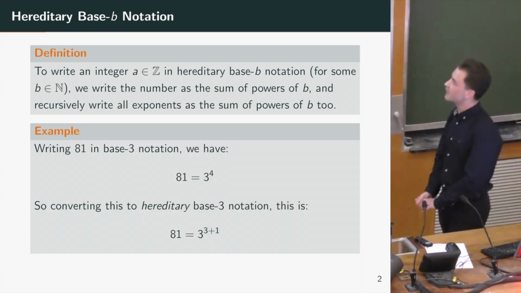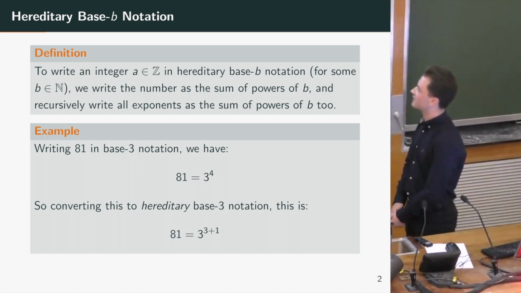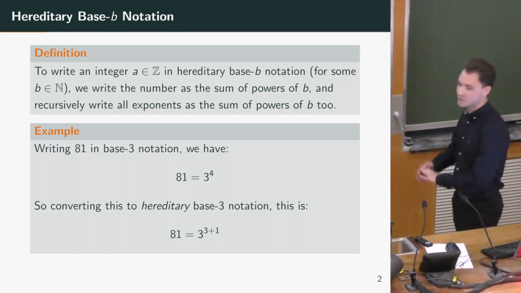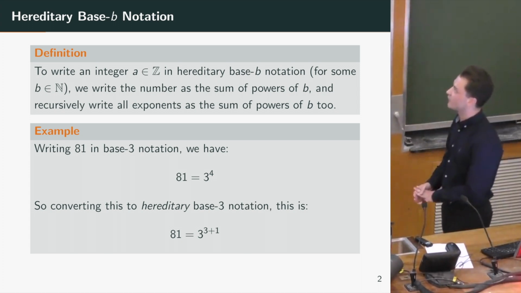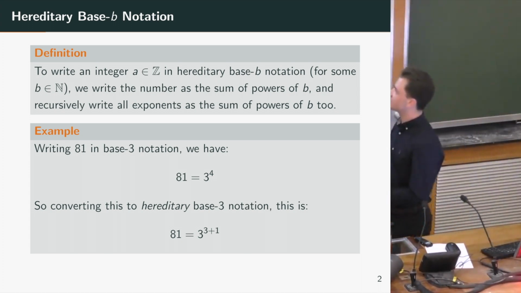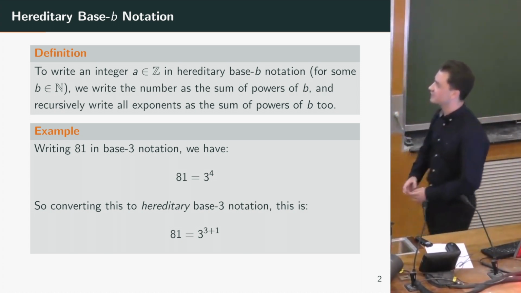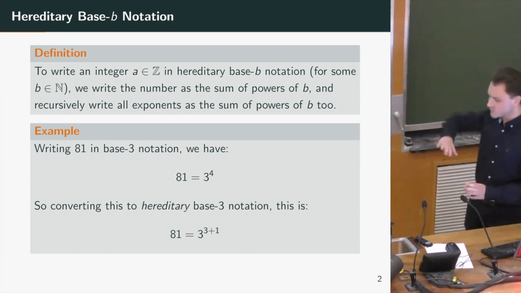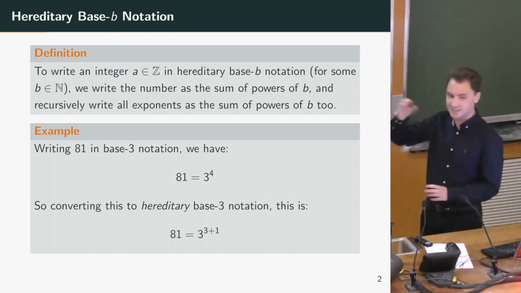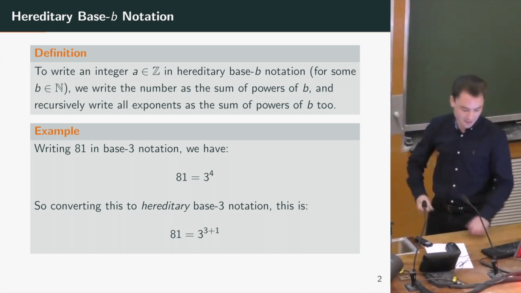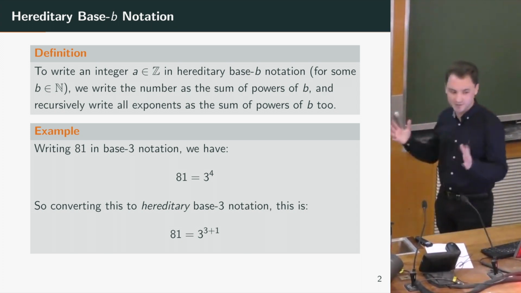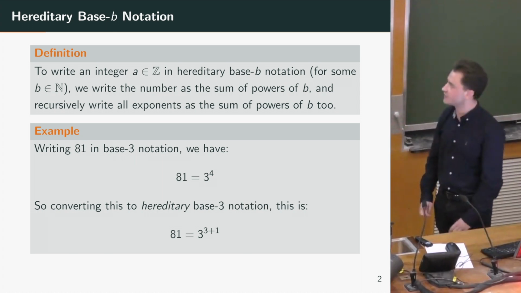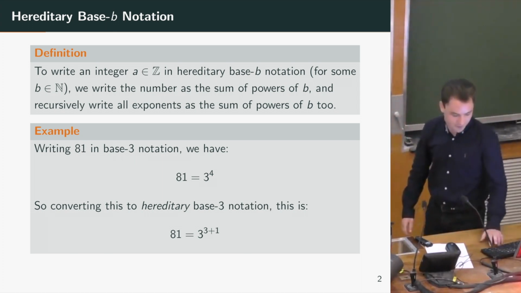So we've got an example here of writing 81 in base 3. And 81 is just 3 to the power of 4, so that's our base 3 notation for 81. Taking this a bit further to give the hereditary base 3 notation, all we're going to do now is write that exponent in base 3 as well. And then if that exponent had its own exponent, we'd write that in base 3. And we'd continue on until we get this nice representation of 81 using just 3's and numbers less than 3.